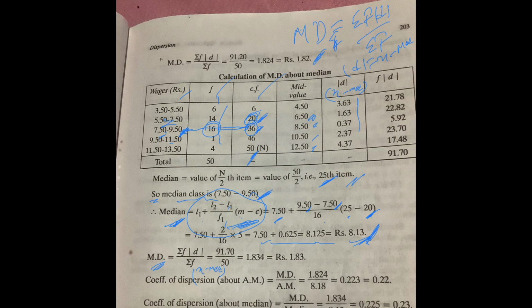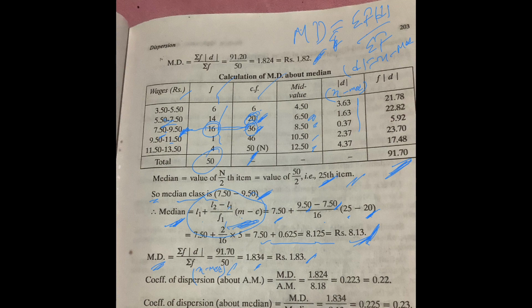Now you can total it. When you total it, the summation of f d modulus will be this. So you can easily find MD about median. So you found 91.70 is your summation of f d modulus. So 91.70 divided by summation of f, which is 50. When you cut this, it will be rupees 1.83. This is the mean deviation about median when class boundaries are given.